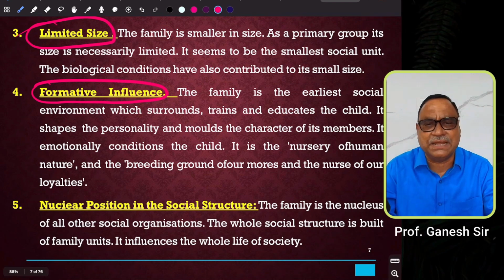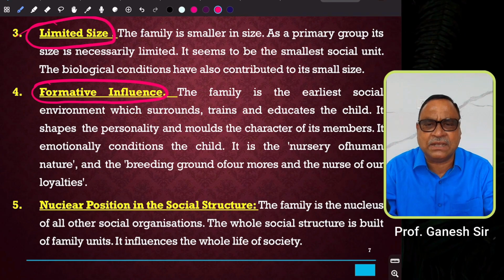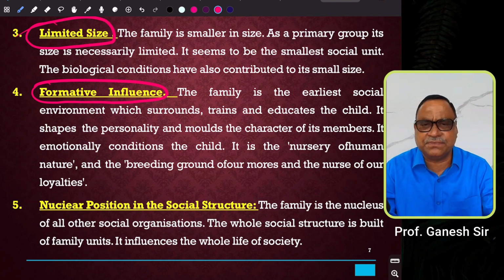Formative influence. That means the family is the earliest social environment which surrounds, trains, and educates the child. The child is socialized to begin with only in the family environment. The personality of a child is molded through socialization in the family environment. So, therefore, it is the family which shapes the personality and molds the character of its members. It emotionally conditions the child. It is the nursery of human nature and breeding ground of our mores and the nurse of our loyalties.